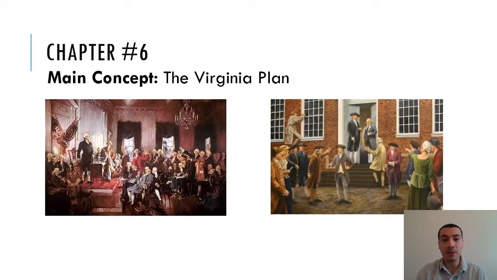Okay, so chapter number 6. The main concept, scholars, that we're going to be exploring today is the Virginia Plan. Let's keep that in mind. Yesterday was the Constitutional Convention. The days before was the Articles of Confederation. But today is the Virginia Plan.